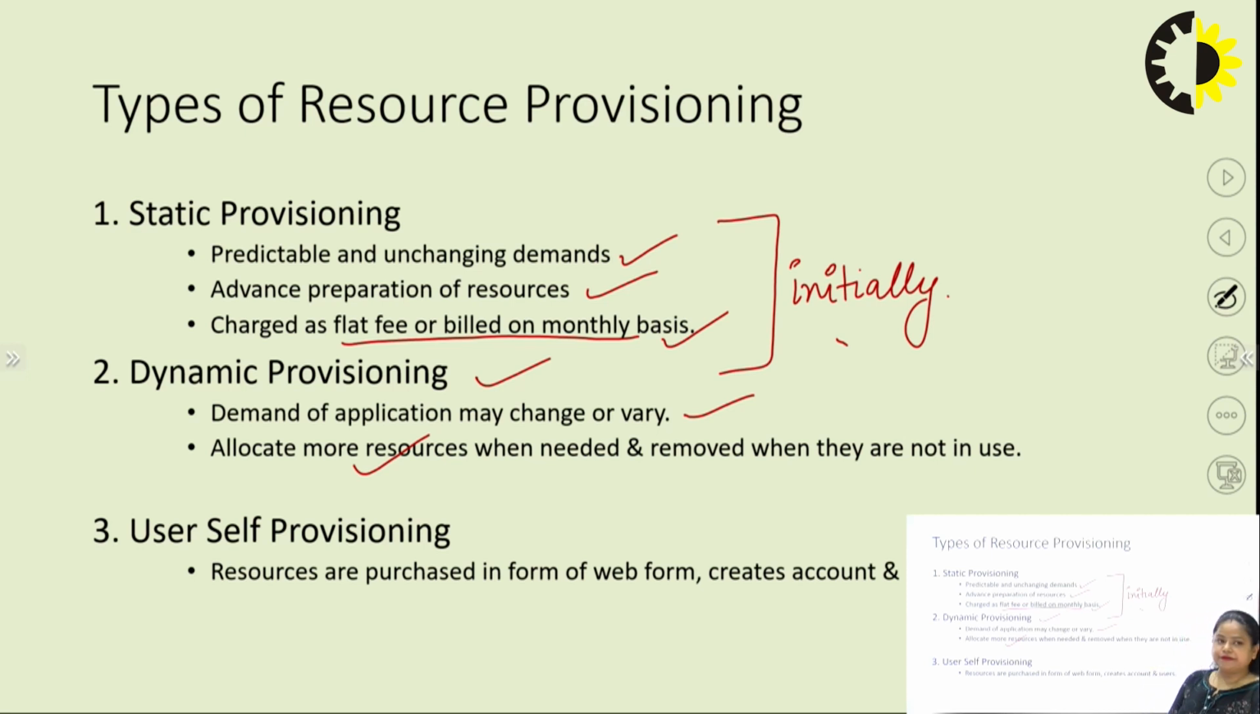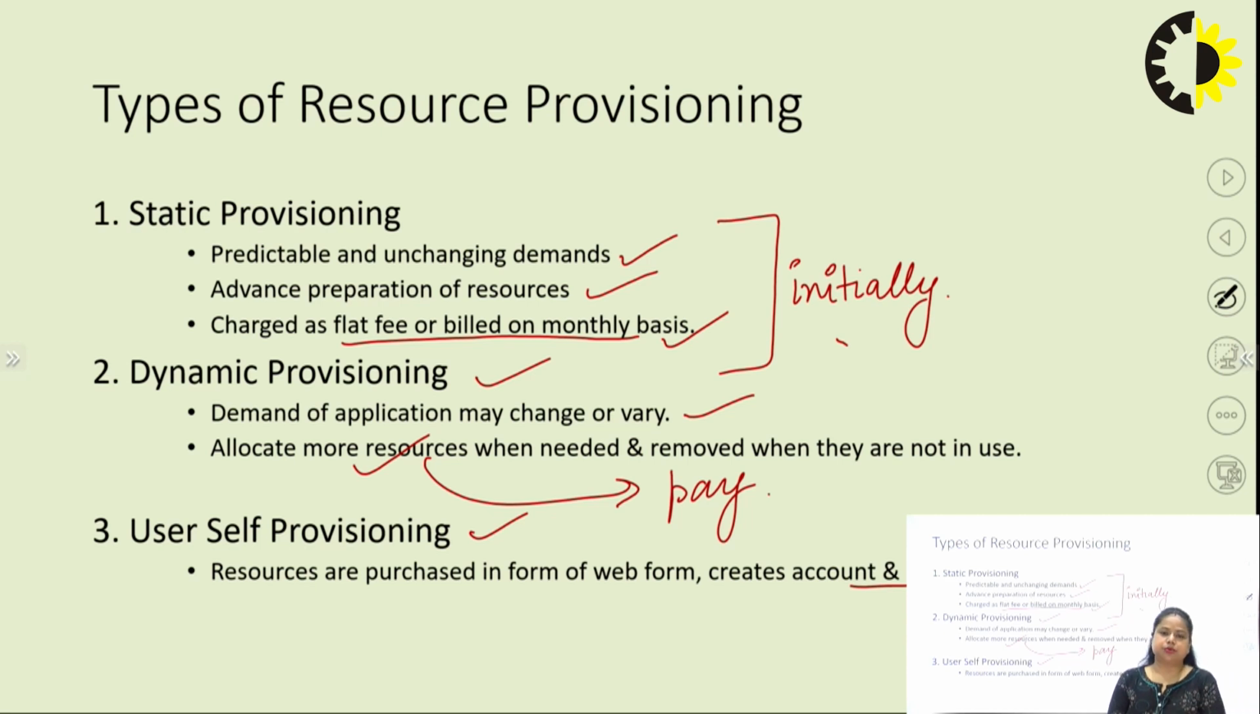Similarly, in the case of fee payment, whatever resources they are using, they have to pay for them, right? The next is user provisioning. User provisioning means these are the types of resources purchased in the form of a web form, creating an account and users. It means they have already created their accounts on the service provider's platform, and they can use their resources at any time, right?